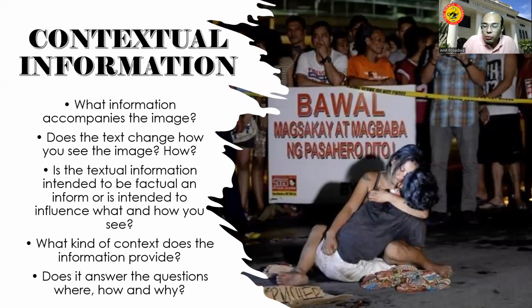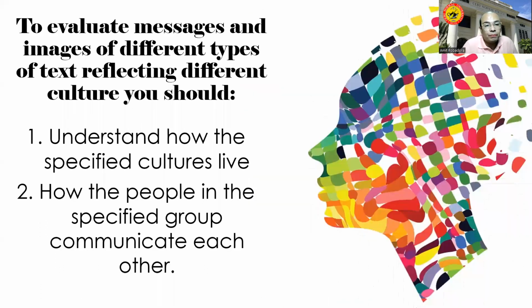So if you really would like to evaluate the image, and if you really would like to evaluate the message behind this image, please be guided with these four major aspects. Now, as I continue, if we intend to evaluate the messages and images of different text types, we follow the following 10 different guidelines. One, we understand how the specific culture lives.